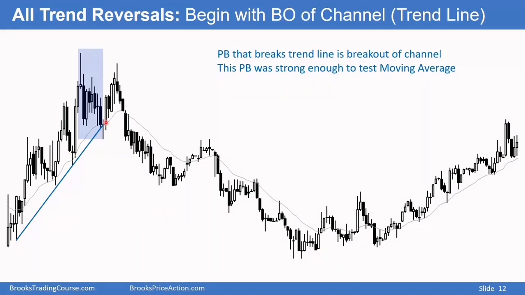We have a bull trend line for a bull trend, and traders need to see a pullback that breaks the bottom of the channel, in other words, the bull trend line, and preferably it has to be strong enough to get down to the 20-bar exponential moving average. You want some sign of strength on the part of the bears before anticipating a reversal into a bear trend. Next, after the break below the channel, you want the bull trend to resume and to reverse down a second time.